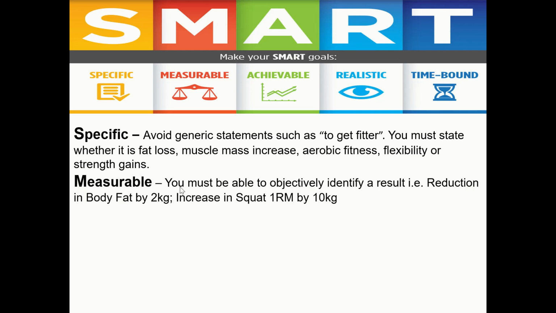The second letter is M, and this stands for measurable. So this means that the goal that we're setting must be objectively measurable as a result. So here we're talking about, for example, a reduction in body fat by 2 kilograms, an increase in squat 1 rep max by 10 kilograms. This is measurable and it's objective in that we can measure a 1 rep max squat objectively through the weight measurement on the bar.